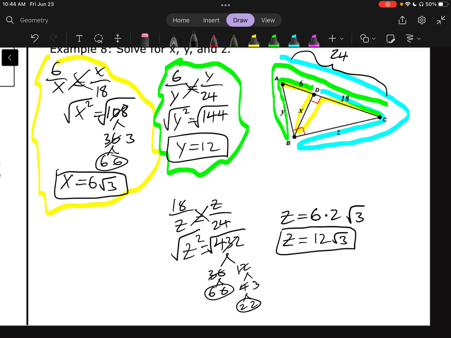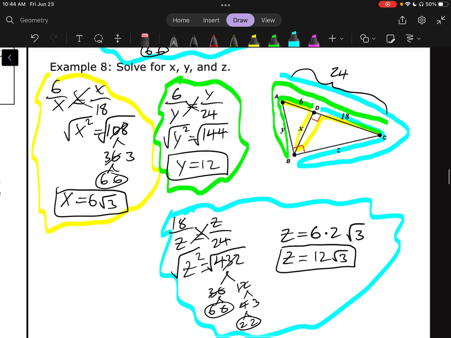So I guess that means the square root of 432 is 12 square root 3. I could have broken it down into 144 and 3, and that 144 would have given me the pair of 12s right away. But that's okay. Live and learn. And there you have it. We got z, we got x, we got y, all sorts of geometric mean theorems there.